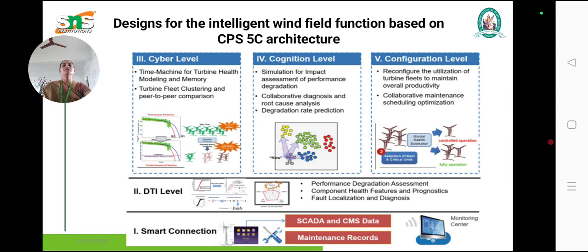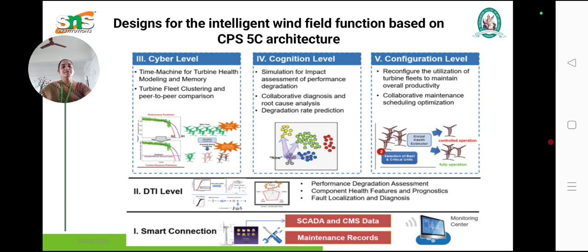And this is the design for the intelligent wind field functions based on the CPS 5C architecture. In this 5C architecture in the wind field, it is classified into multiple levels. Mainly the data comes from the supervisory control and data acquisition system, and it is monitored by the condition monitoring system. These information sources provide environmental information, work condition information, control parameters, state parameters, etc. Other data sources include power grid dispatching information, and personnel management and maintenance, etc.